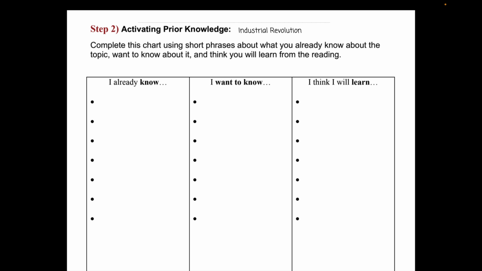It doesn't matter if you're correct or not. The important part is that you're writing down a few guesses about what the reading will be about. Let's go over a quick example of how this would look in, say, a history class.